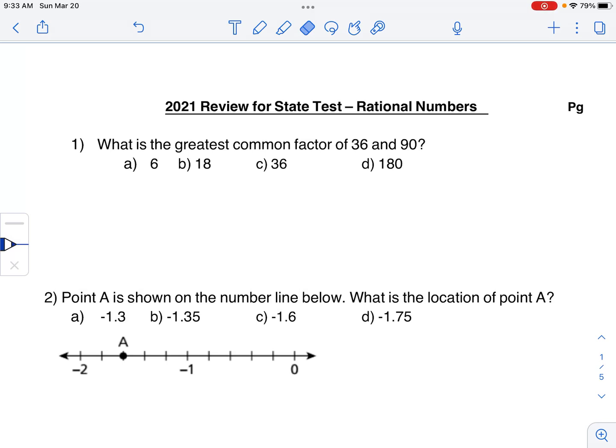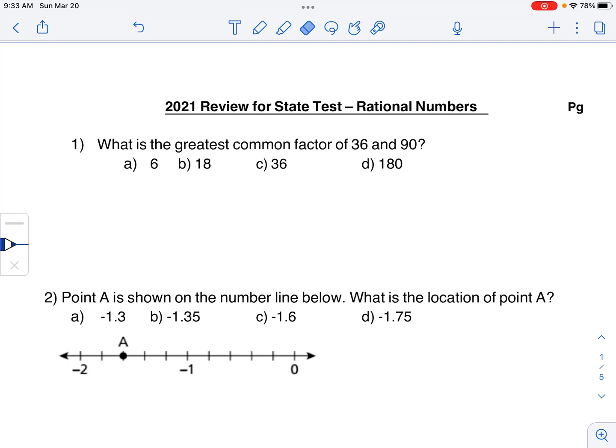Hi ladies and gentlemen, today we're going to be going over past state test questions from 2021 and older tests, mostly rational number type questions and least common multiple, greatest common factor. So let's get started with our packet. We're going to start with number 1.